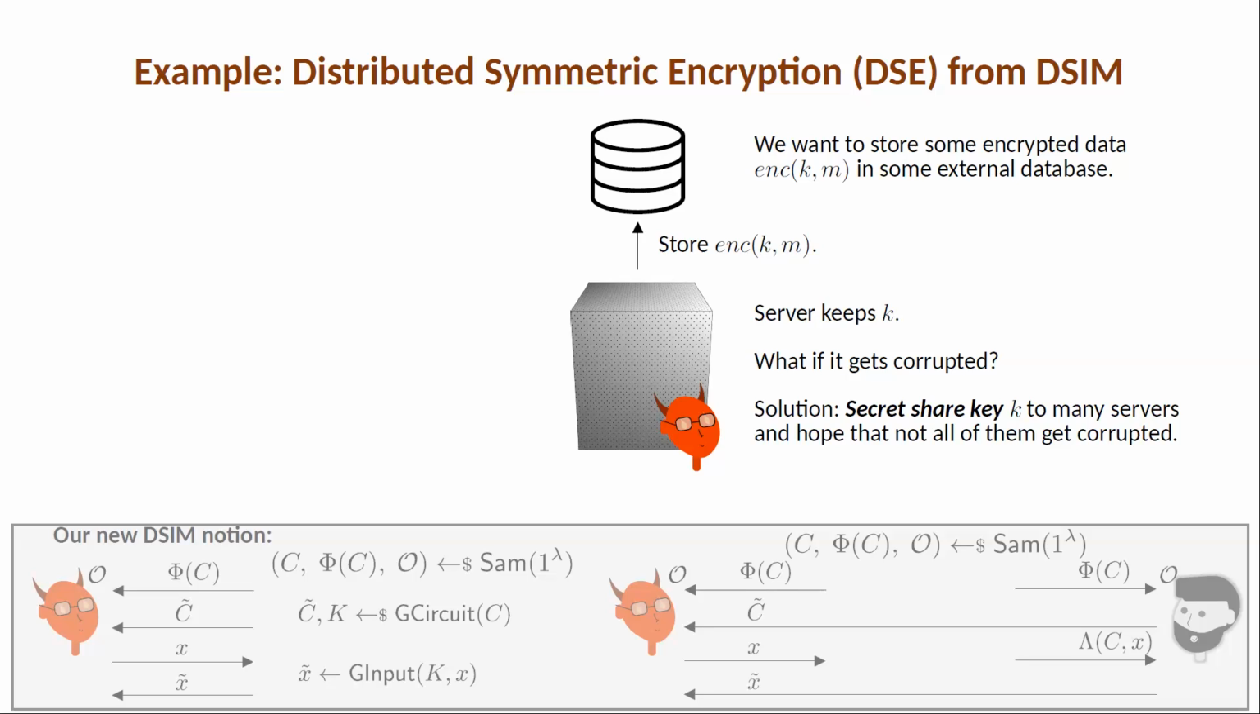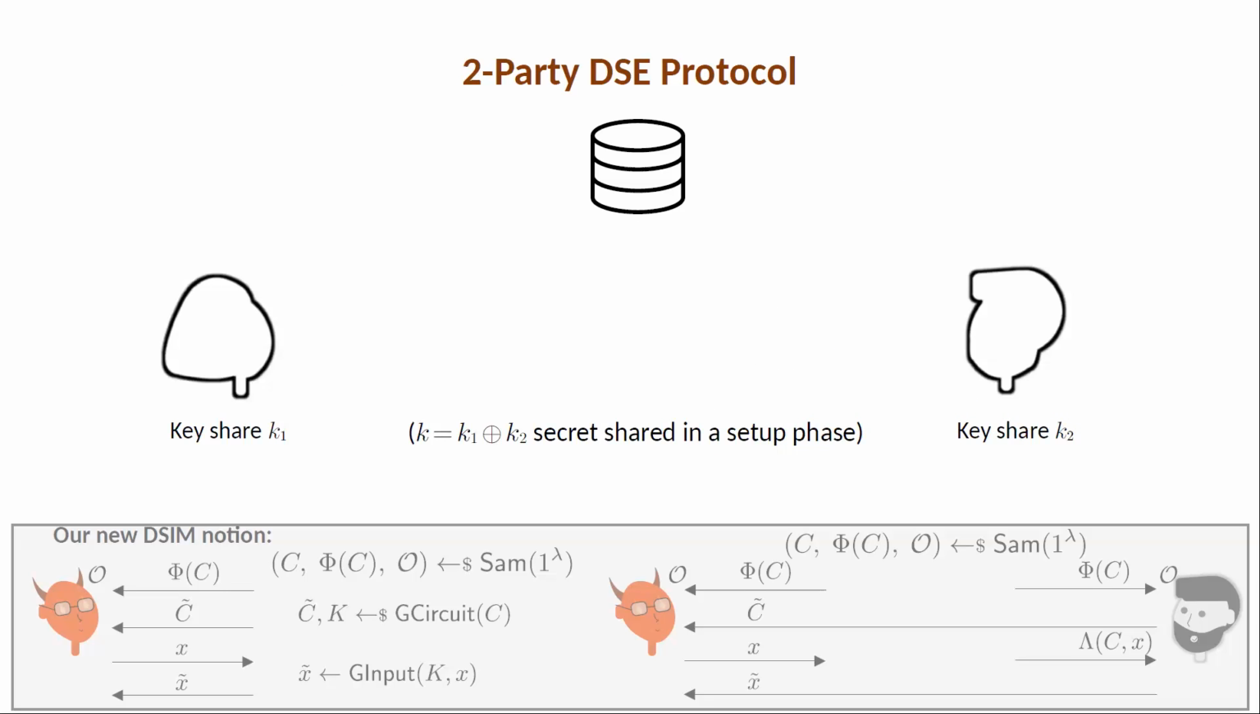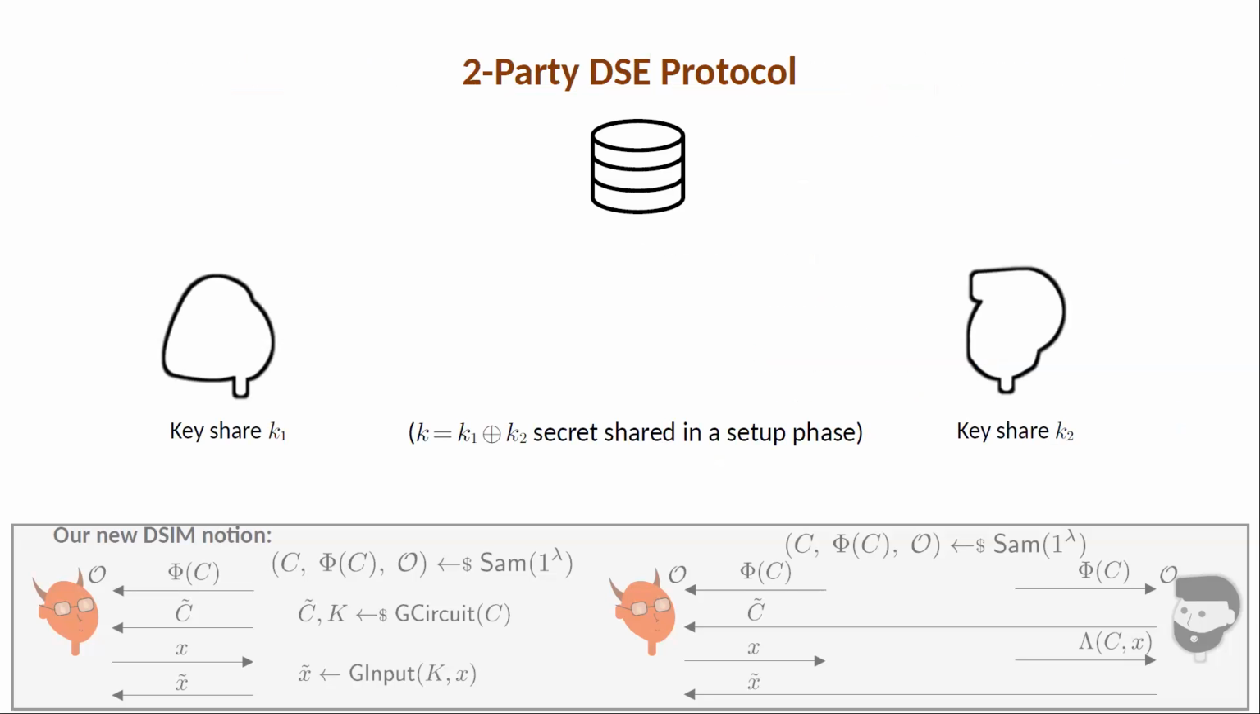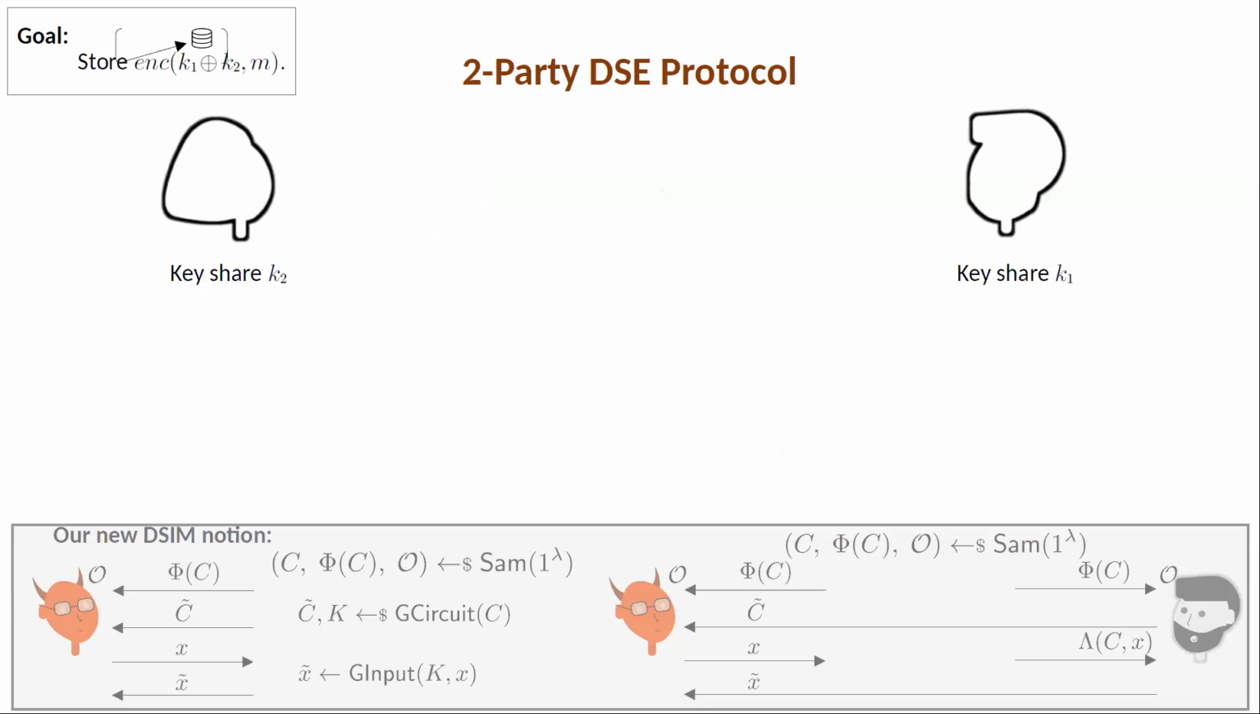So an easy solution is we secret share the key into two servers and hope that not all servers get corrupted. This is done in some setup phase, and recall the goal: it's to store the encryption of M under K. And let's abstract the goal out.